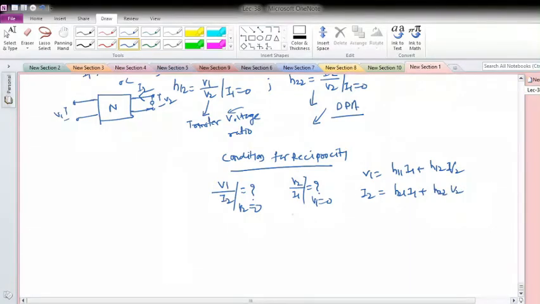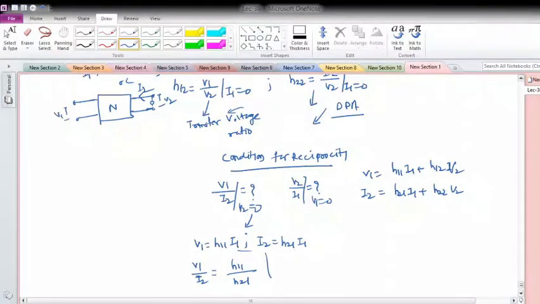Fine. So now put V2 is equal to 0. If V2 is equal to 0, then what I'll get is V1 will be equal to H11 I1 from equation 1, and I2 will be equal to H21 I1. Okay, so now I want V1 over I2. So I1 will be I2 upon H21, so V1 over I2 will be H11 over H21, because I1 you can put as I2 upon H21.